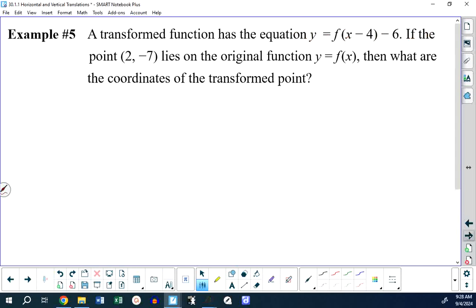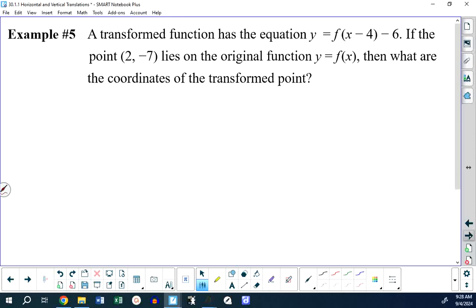Number 5, a transform function has the equation of y equals f of x minus 4 minus 6. And the point 2 comma negative 7 is on that function. I don't know what the function looks like. It could be quadratic, it could be cubic, it could be exponential, logarithmic, whatever. But that point is on there. What are the coordinates of the transformed point? So in this context, transformed point means the resulting point.